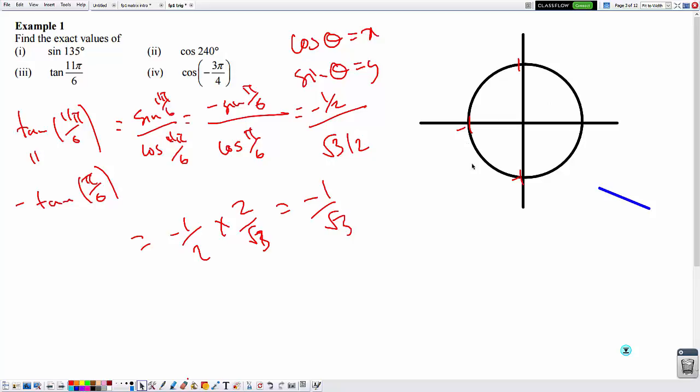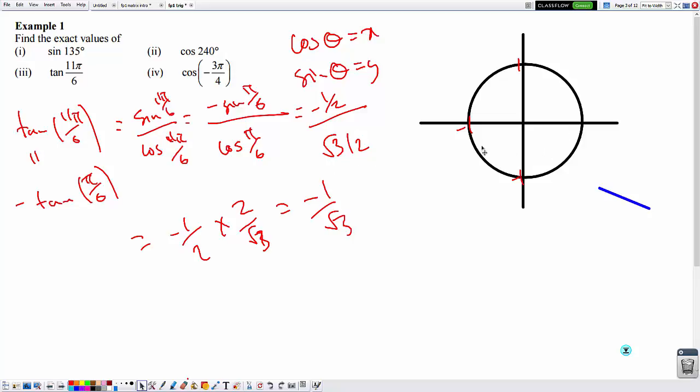Same thing here. Sine is my y, cos is my x, and in this quadrant they're both negative, so this will give you something positive. So tan is positive here, positive here. Here will be negative, here will be negative, because between 90 and 180, cos is negative and sine is positive, and positive over negative is negative. And over here, between 270 and 360, cos is positive, sine is negative, and negative over positive, because that's what tan is, is negative.